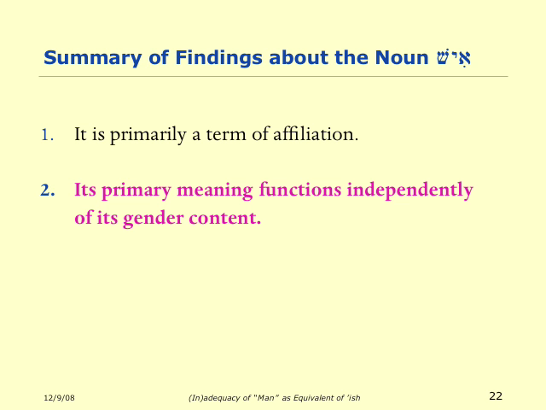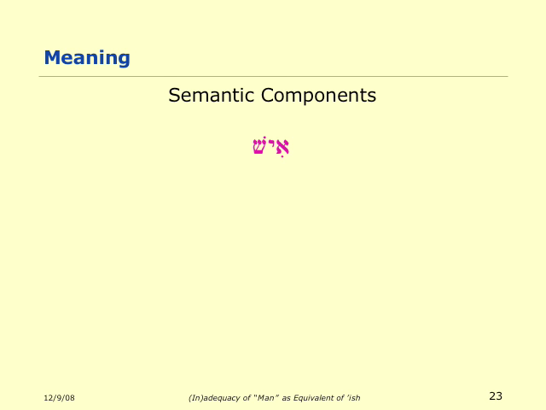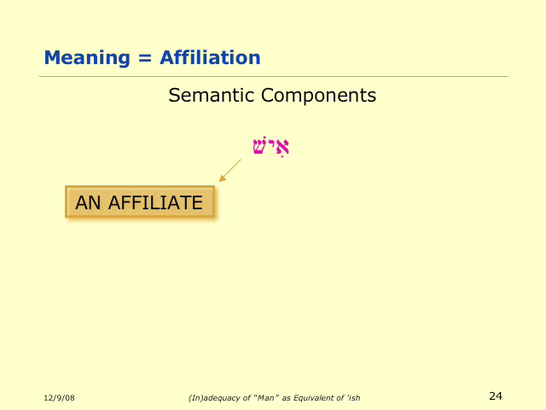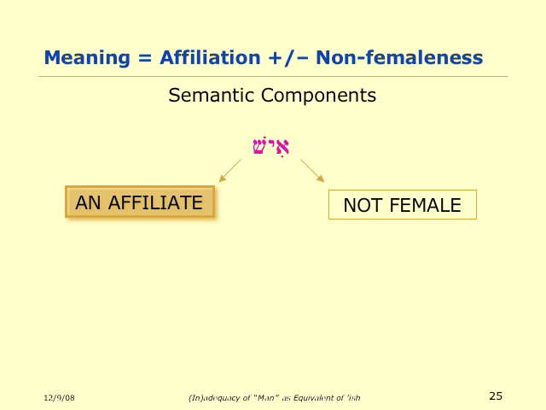The second main finding, reported in my articles, is that the primary meaning of ish functions independently of its gender content. This fact appears to be true of every biblical Hebrew noun that has a female counterpart, such as av or ach or ben. That is to say, in the case of ish, its meaning consists of more than one semantic component. The primary component is about affiliation, while the other component is about gender.